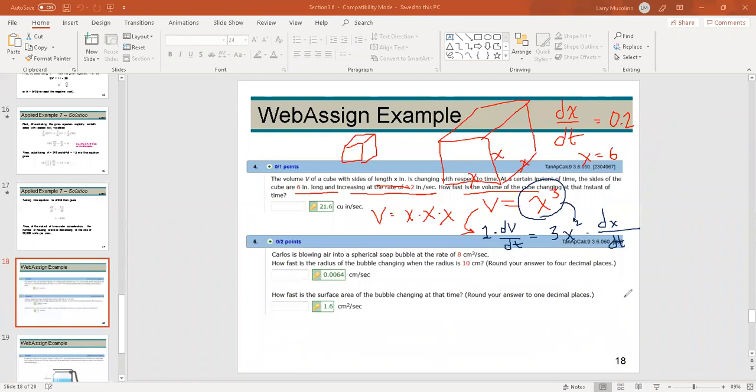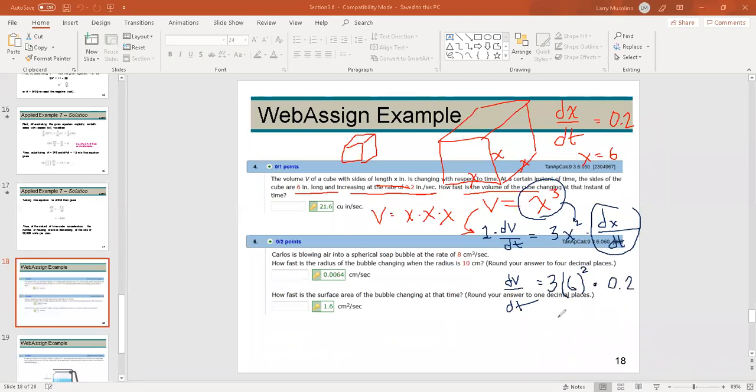So now let's go ahead and plug in. So dv dt is going to be equal to 3x squared, but in our example, we want to know how is the volume changing when x equals 6? So that's going to be 3 times 6 squared. And then I need the dx dt, but that was given to me in the problem as 0.2.